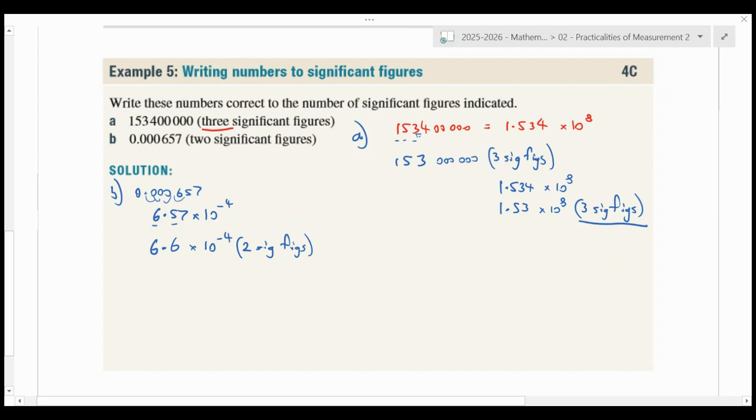However, I could have started with my 0.000657 and gone, right, I want to go to two significant figures. There's my first, there's my second. So I'm going to have 0.0006, and that's making that round up to 6. And that is 2 sig figs as well. I hope that made some sense. Done.